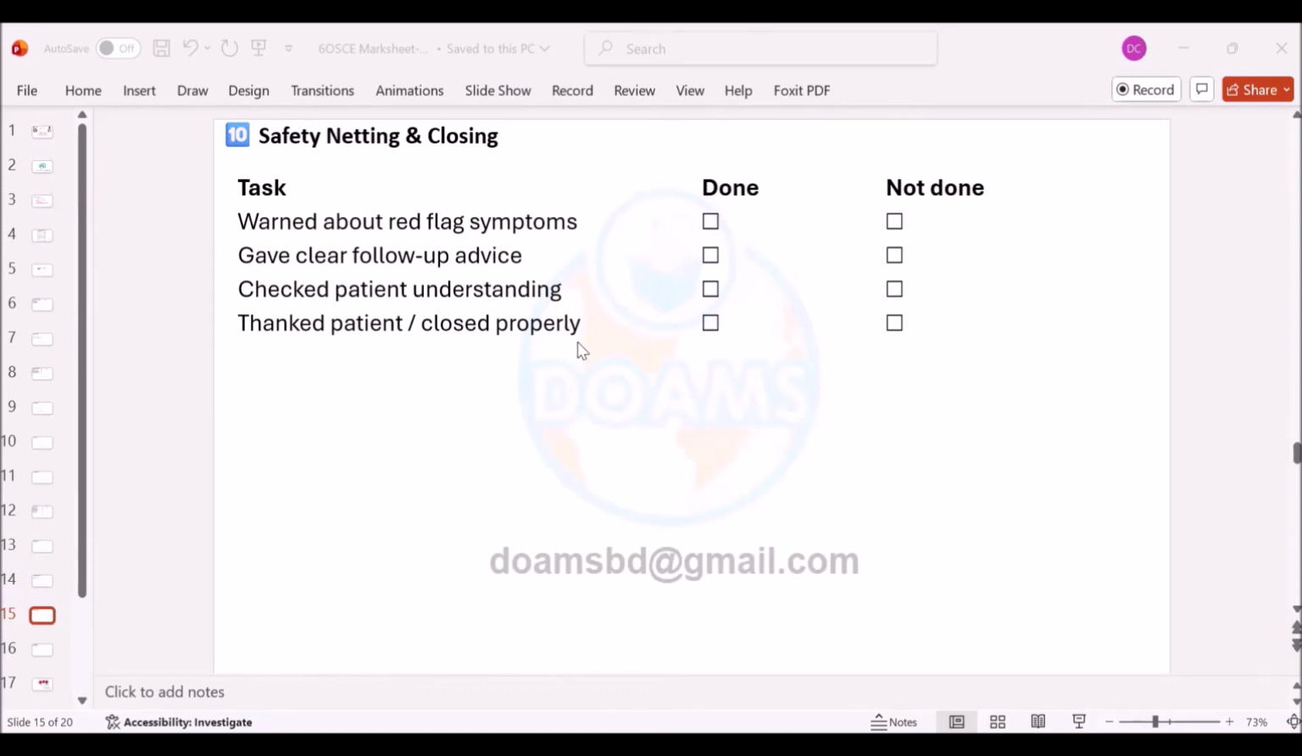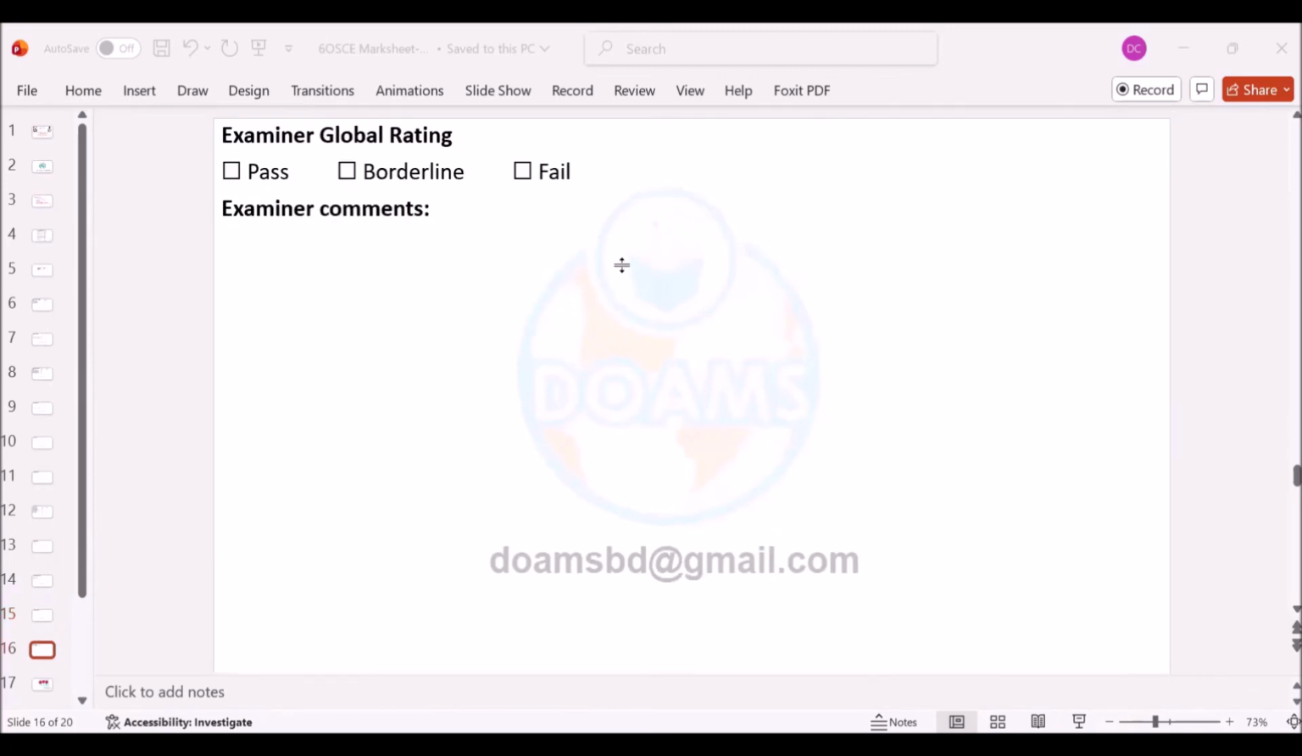Thank the patient, closed properly. All points should be there in your consultation. Safety netting and closing, actually, for each and every symptom. So we are dealing with hypertension. If you have not done it, your score will be less. If you have done it, then you will get the marks.